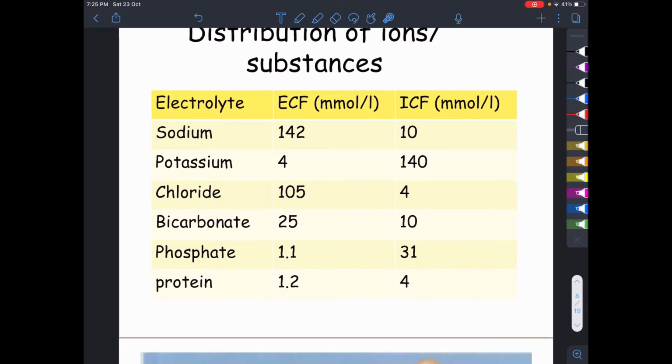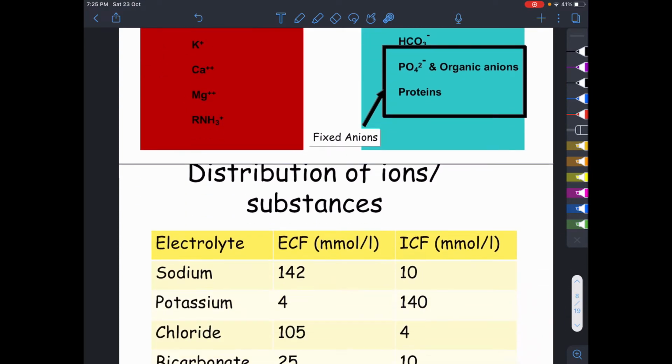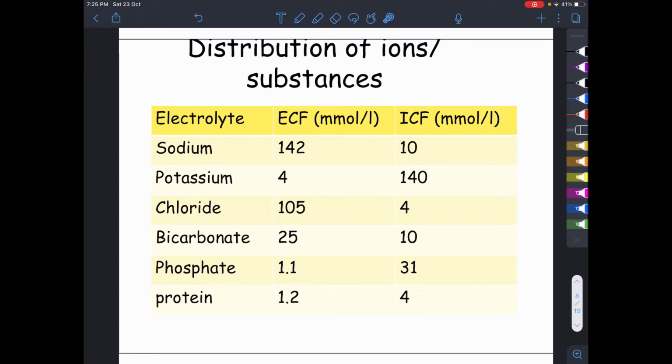So زي ما قلنا sodium it's positive. It's outside the cell higher than inside. So هي دائما راح تكون هنا. Positive charges contributes to making the extracellular fluid more positive. So outside the cell is positive and the resting membrane potential. The potassium is actually higher inside the cell. Thus it contributes to making the outside of the cell positive.